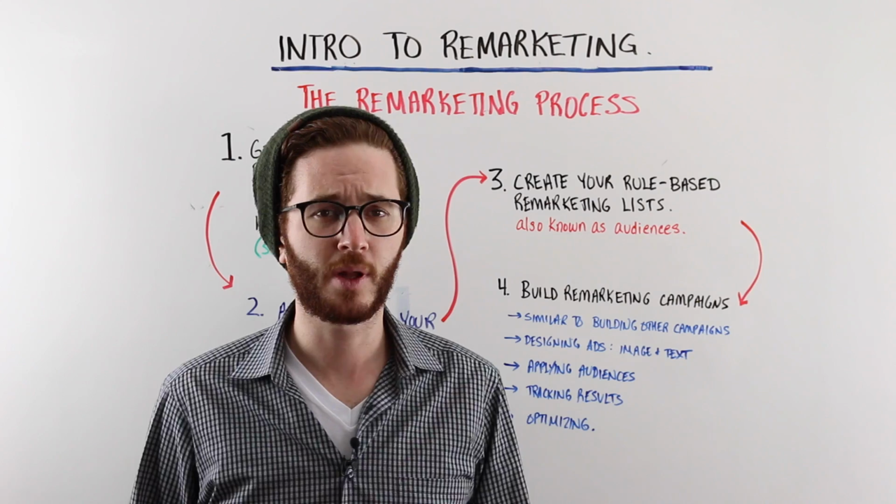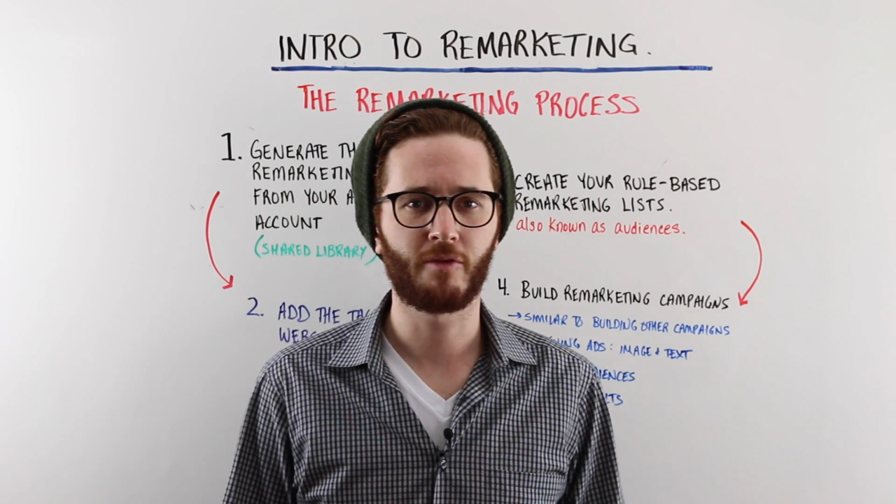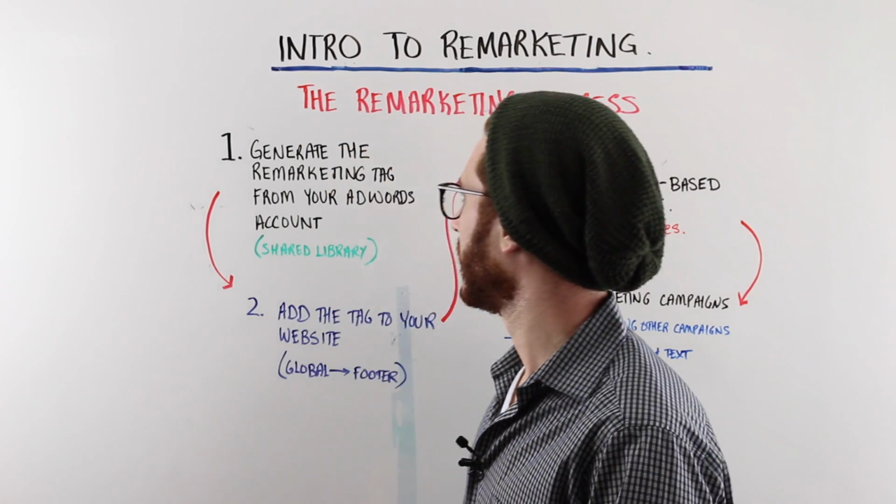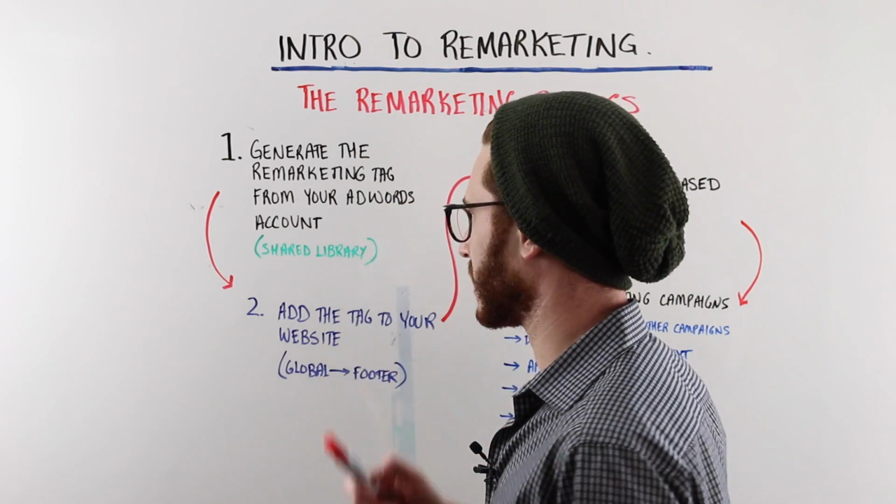So it's going to be very simple. I'm going to really walk you through it step by step. But let's take a look at the remarketing process, how it works. The first thing we need to do is generate the remarketing tag from your AdWords account.